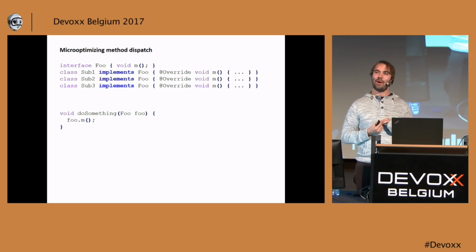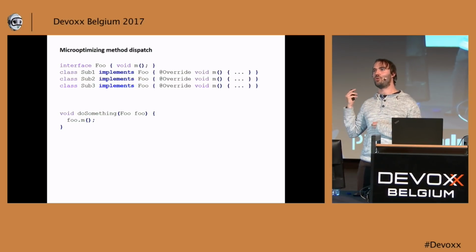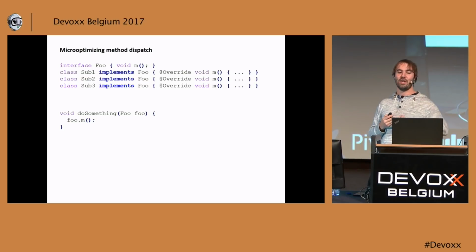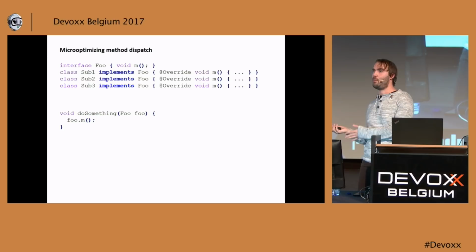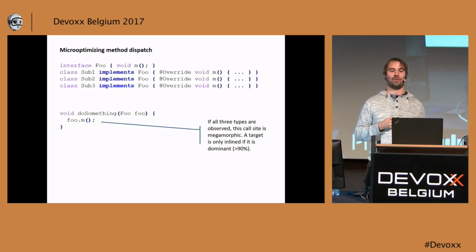So how could we micro-optimize something like that? And this is something where, as I mentioned, if you want to do very specific performance optimization, sometimes your code needs to get uglier. So here we have an interface Foo with 3 implementations. So this would be megamorphic, right? How can we force the JVM to have this dispatched monomorphic?